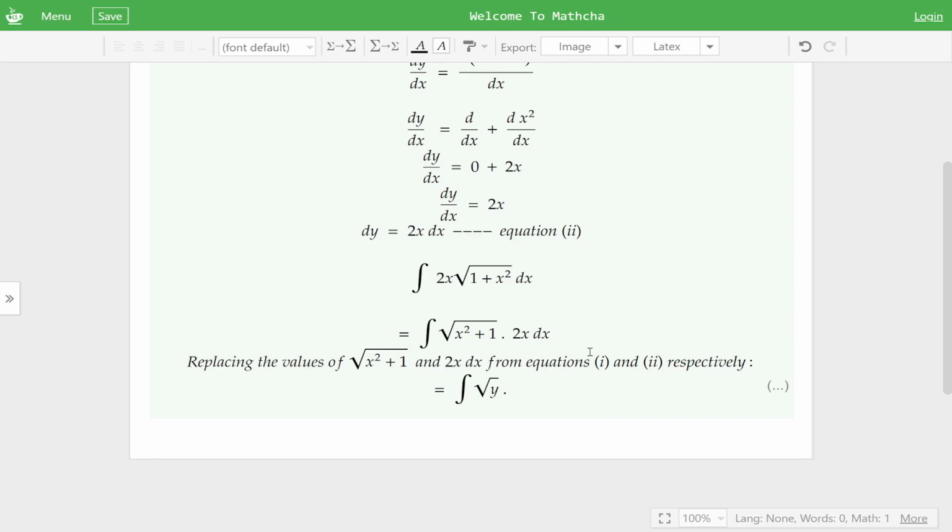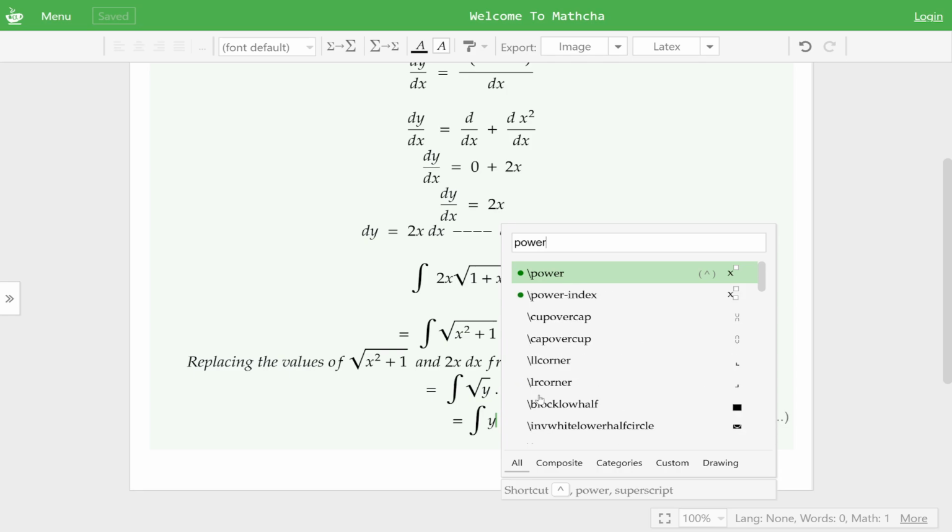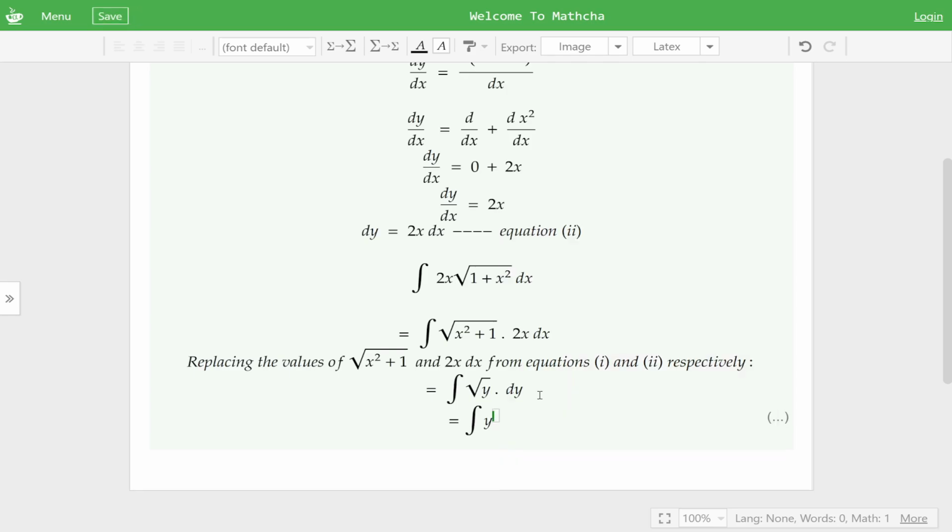So after we have done this, now what do we do? We say dy. So this is equal to the integral of y to the power, what was that? 1 over 2, if you can see that properly. So it's equal to y raised to the power 1 over 2. Let me write it in a better way. So y to the power 1 over 2 and dy.